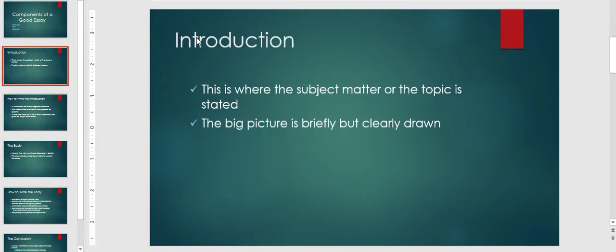The introduction. This is where the subject matter or the topic is stated. At the introduction, which is usually the first paragraph of your essay, the big picture is briefly but clearly drawn. If you have a very good introduction, then someone will be interested to read your essay, and vice versa is also true. If you have an introduction that is poorly written, without following the things that we are going to discuss in this video, then you're likely going to miss the point in your entire essay.